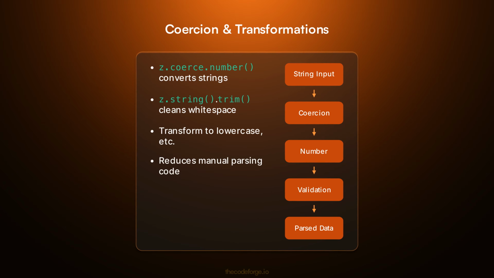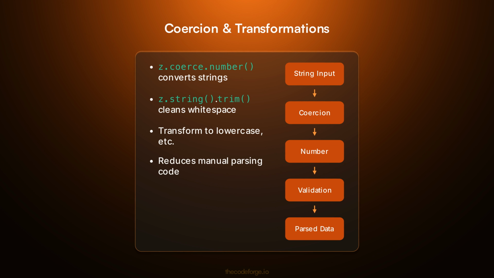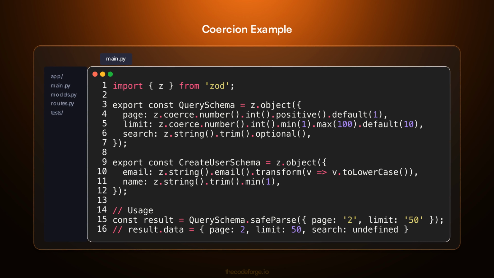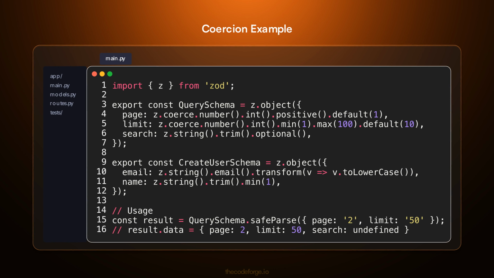HTTP requests often send data as strings. Zod's coerce automatically converts types, and transform lets you clean data like trimming or lowercasing. This reduces boilerplate. Here, page and limit are coerced from strings to numbers. Email is transformed to lowercase. This ensures consistent data formats without manual parsing.